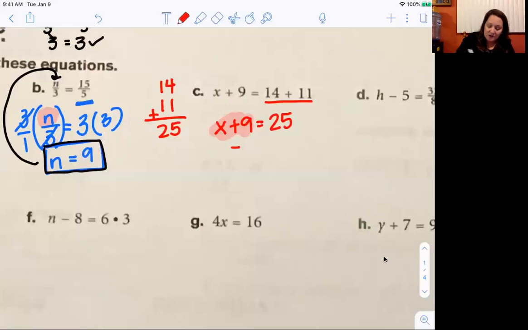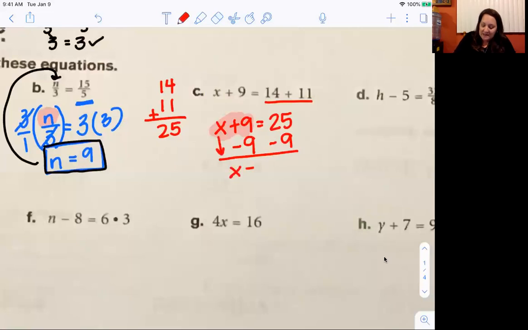Now, guys, I want to show you something that I see some students do. They do this. Can you do x minus 9? No, but there's something called putting like terms together. You can do 9 minus 9 because they are like terms, right? And 25 minus 9. So we're going to bring this down.